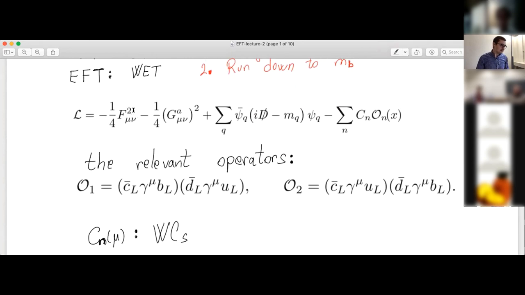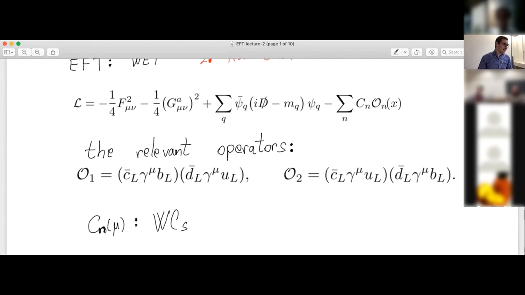The first part is the electromagnetic kinetic term. The second part is the gluon kinetic term. The third part is the kinetic term for the quark fields. D is the covariant derivative, which contains the QCD interaction we need. And then there are effective interactions, higher dimensional or irrelevant operators. The irrelevant operators are O1 and O2.